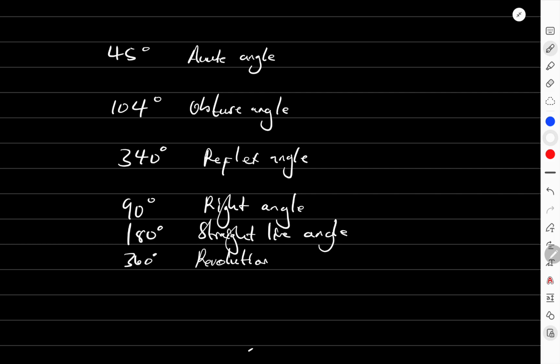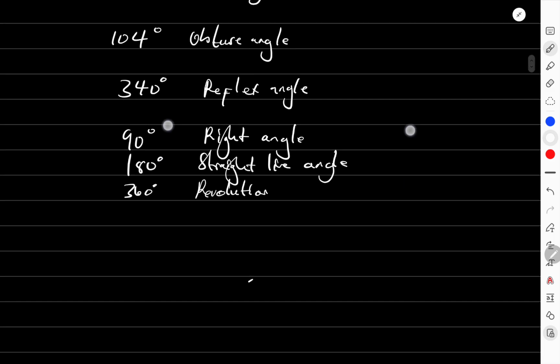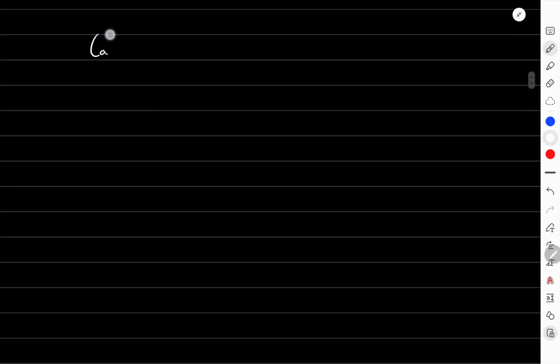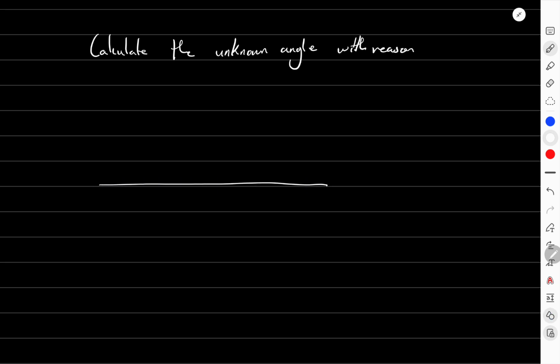Now that we know different types of angles, we are going to jump straight to our calculations. We are required to calculate the unknown angle with the reasons. Let me just draw the structure. We have a structure like this one.